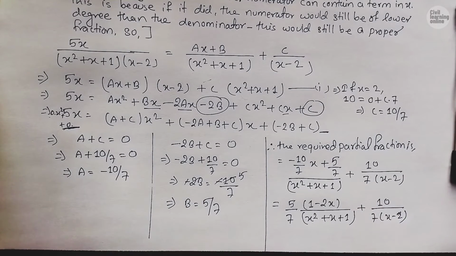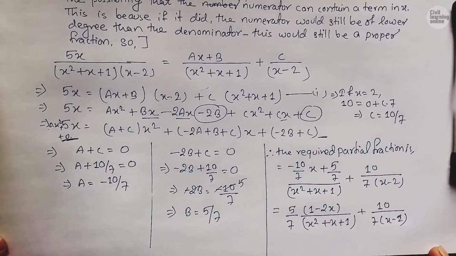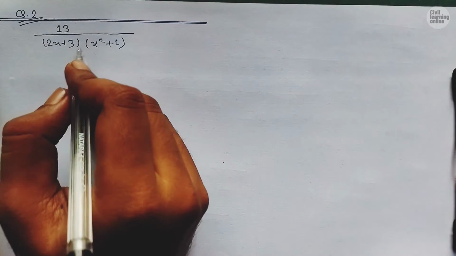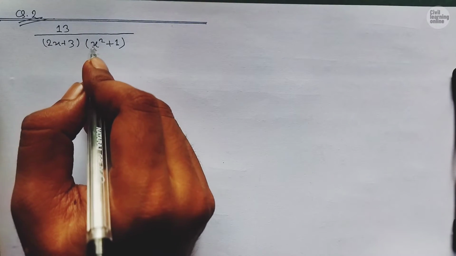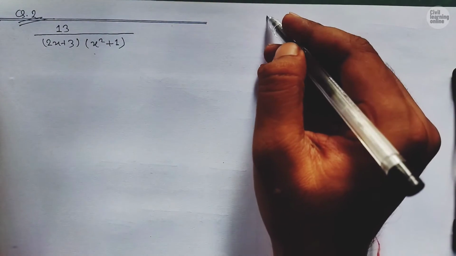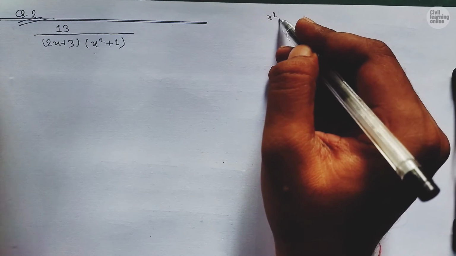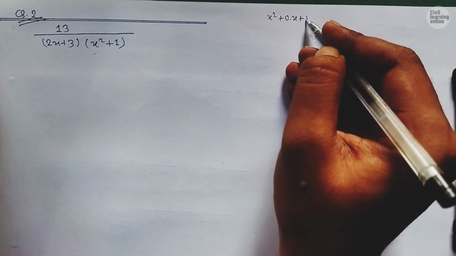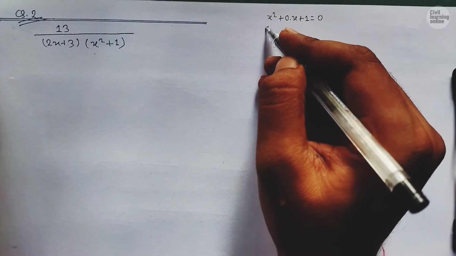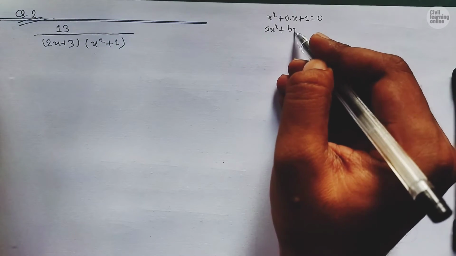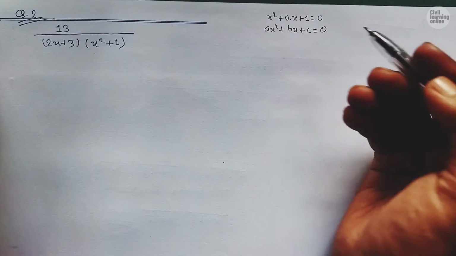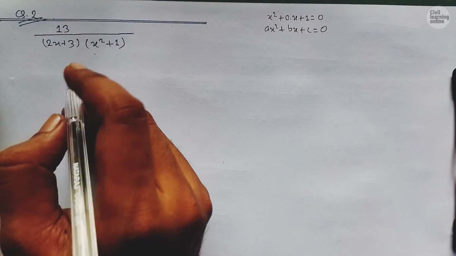Now let's see one more example on this method type, that is when the denominator has a quadratic equation. So guys, as you can see, here is example 2, and you can see here we have x square plus 1. You can see that x square plus 0 times x plus 1 equals to 0, and this is in the form of ax square plus bx plus c equals to 0. So this is again a quadratic equation. Now let's learn its solution.